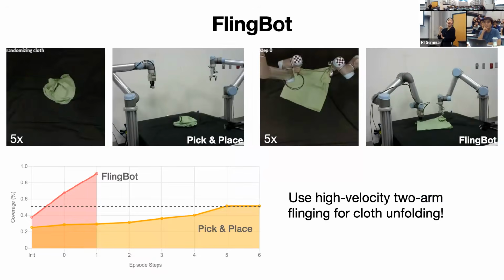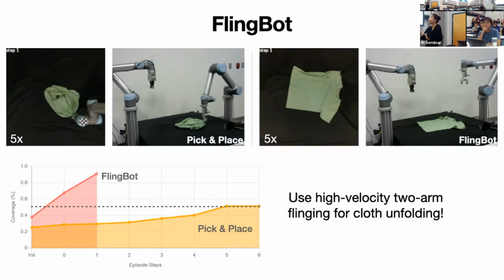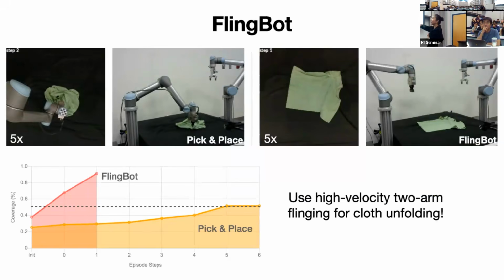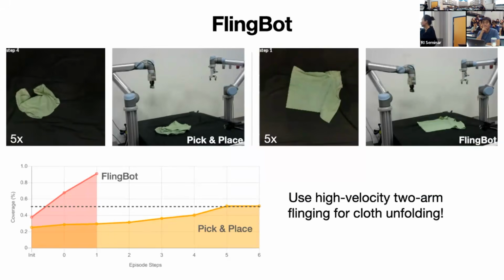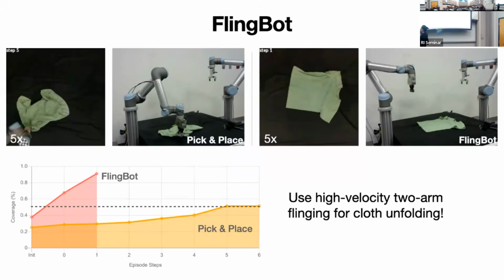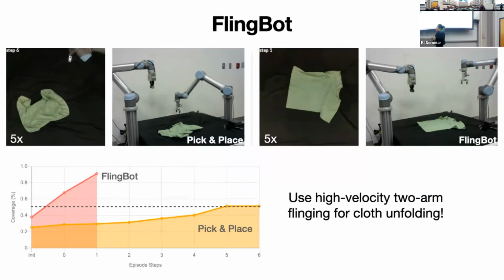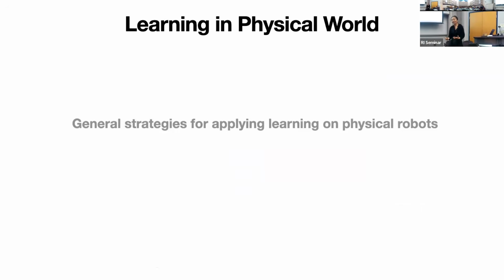And here is the FlingBot system in action, in comparison with the pick and place system. At the bottom, we plot the cloth coverage with respect to interaction steps. You can see that with FlingBot, with the fling action, the system is able to quickly unfold the cloth within just 2 steps, while the pick and place system takes much longer, making smaller progress. That's pretty straightforward. So the bigger question now is how we can make a system like FlingBot work.